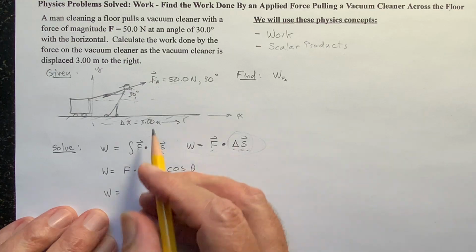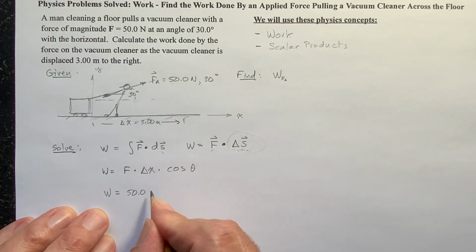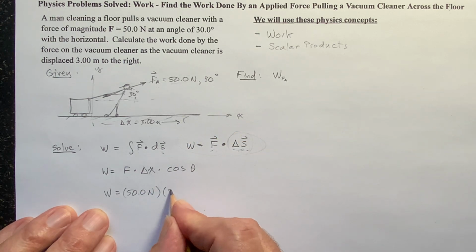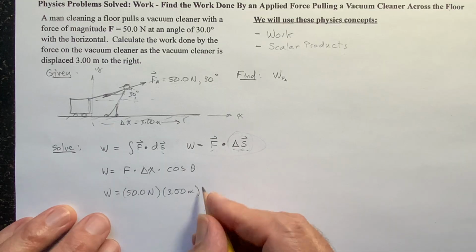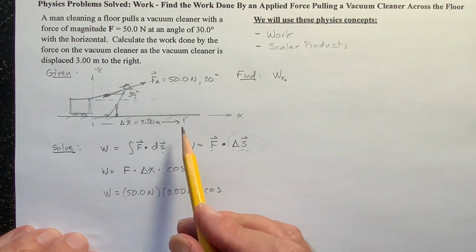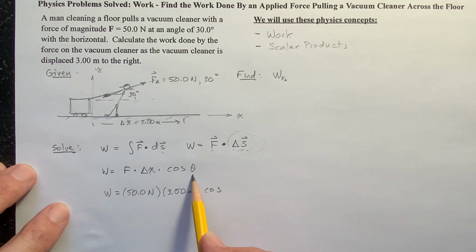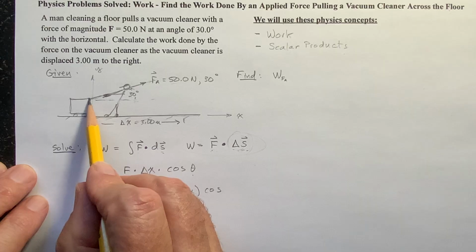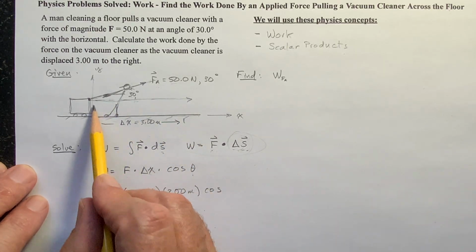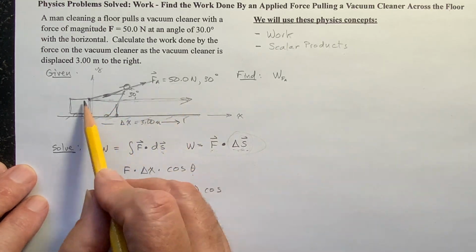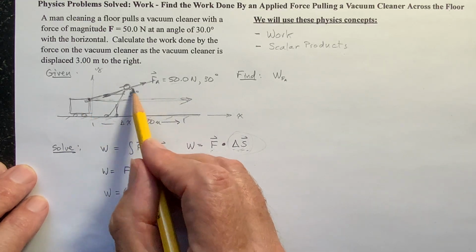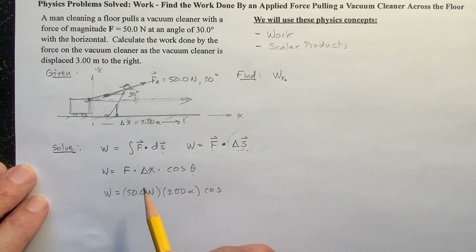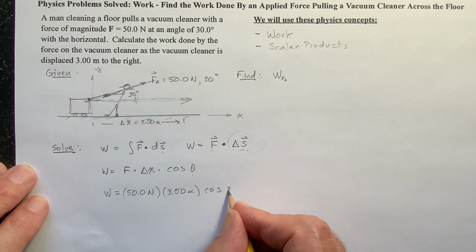So the work is the force times the displacement, which was 3 meters, times the cosine of the angle between them. To figure out what this angle is, you take the force vector and put it tail to tail with the displacement vector. Here's the displacement vector, here's the force vector. I hook them up tail to tail, and the smallest angle between them is what you use. So it's the cosine of 30 degrees.